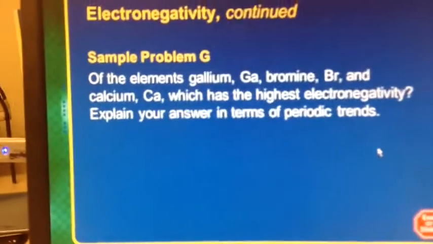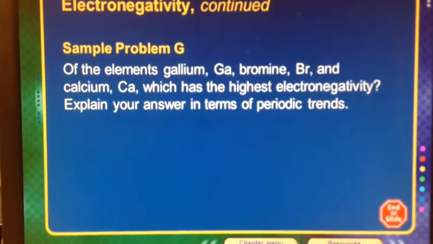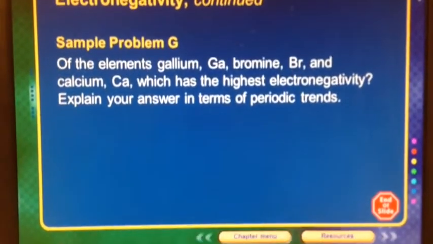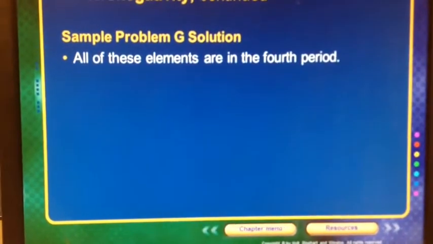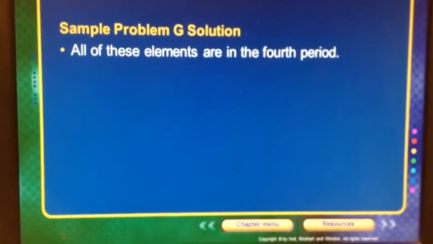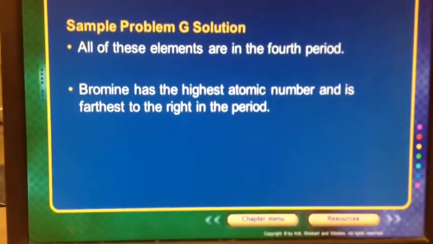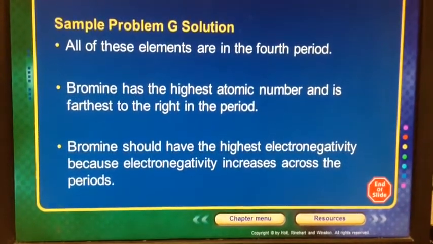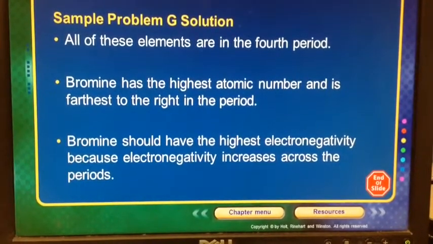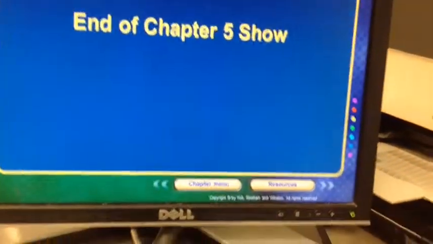All right, let's look at a sample problem. Of the elements gallium, bromine, and calcium, which has the highest electronegativity? All right, well, let's take a look. All of the elements are in the 4th period. Notice that first of all. Bromine has the highest atomic number and is the furthest to the right of the period. So bromine then should have the highest electronegativity because electronegativity increases as you go across the period.